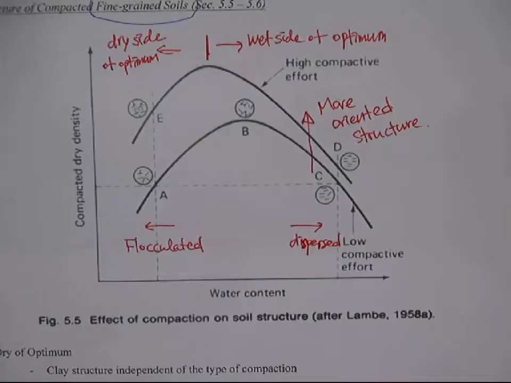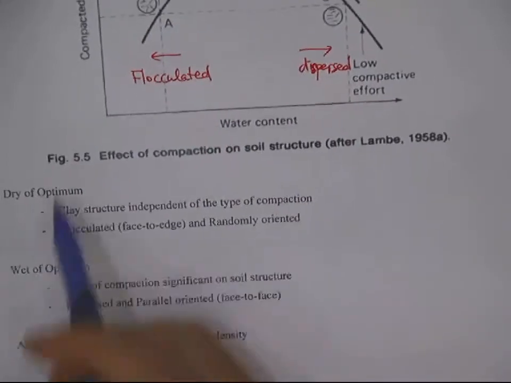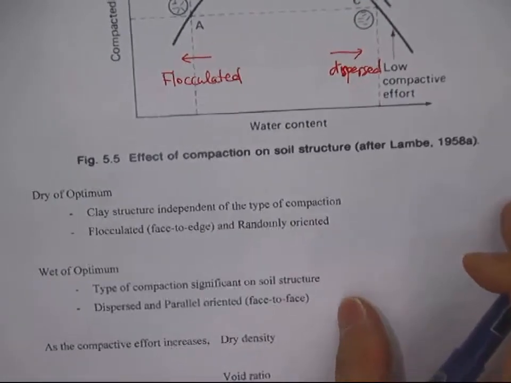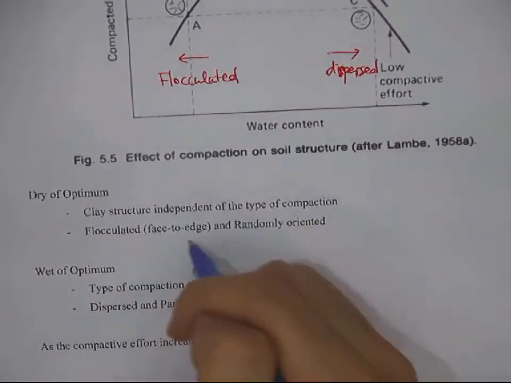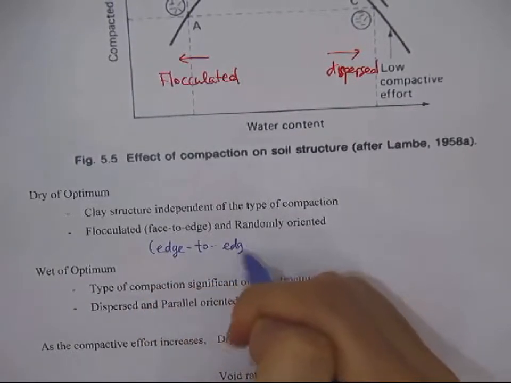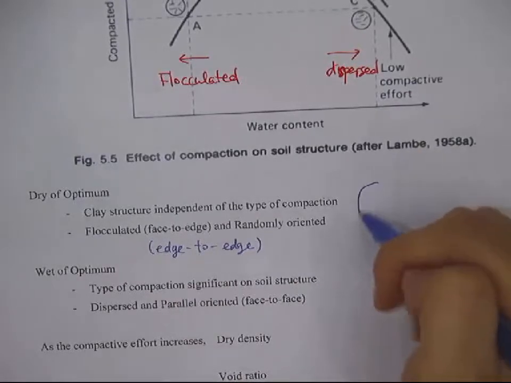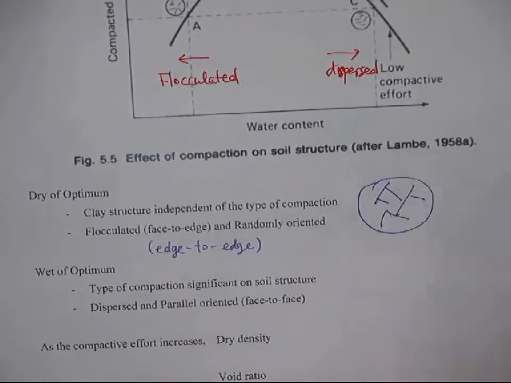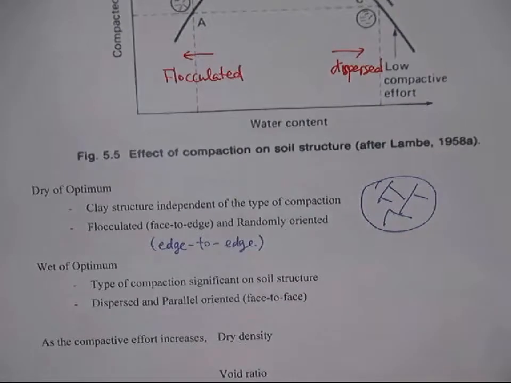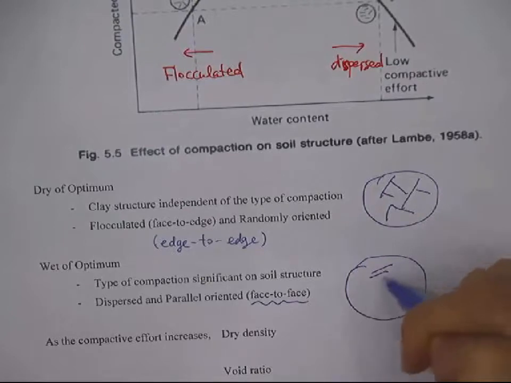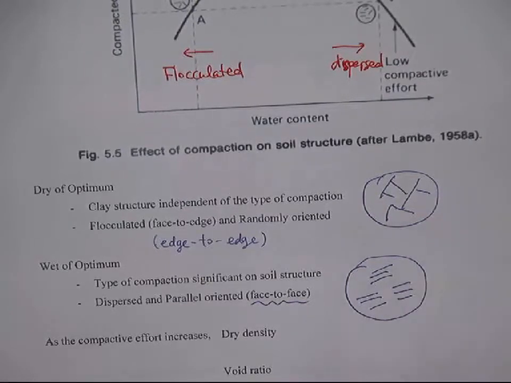So in the bottom of the page, on the dry side of optimum, the clay structure is independent of the type of compaction, flocculated face to edge or edge to edge, and randomly oriented. So it will be more like this, right? And on the wet side of optimum, if you compact it there, it's a face to face fabric. So you get something like that.